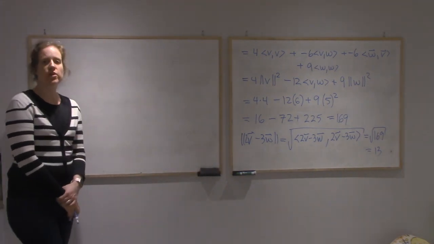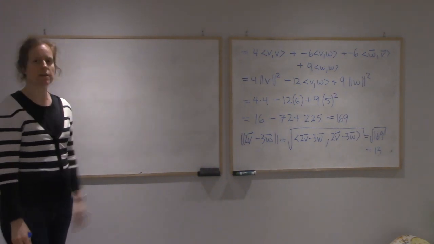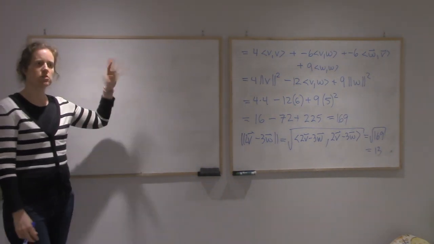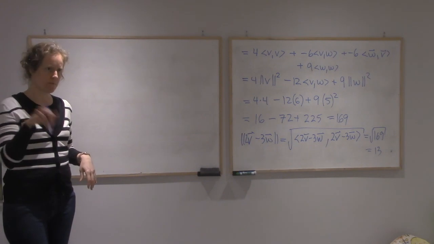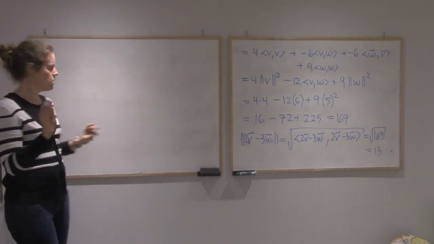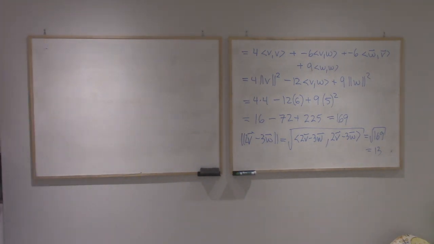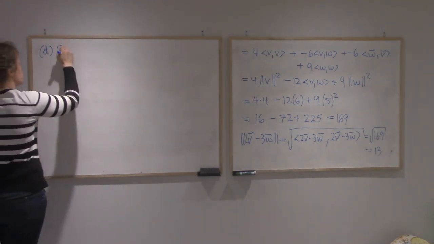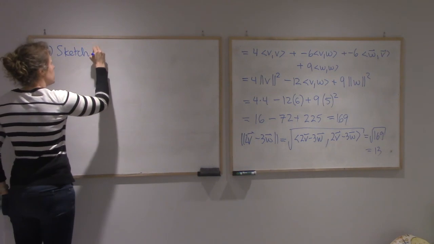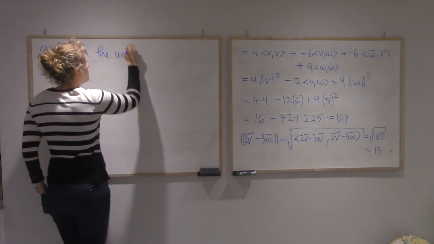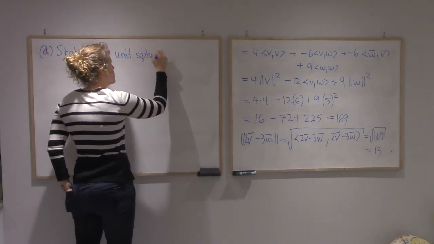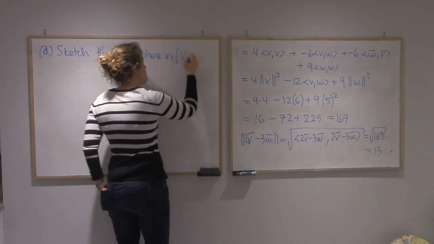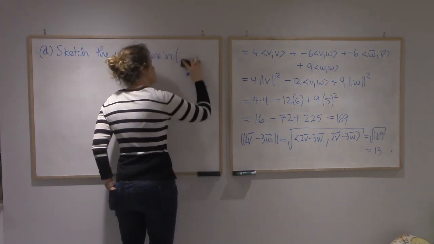So all of those things that we did in linear 1, we can do exactly the same thing here. This is like a generalized cosine law. And last problem, I want to sketch the unit sphere in V and R2 with this dot product.